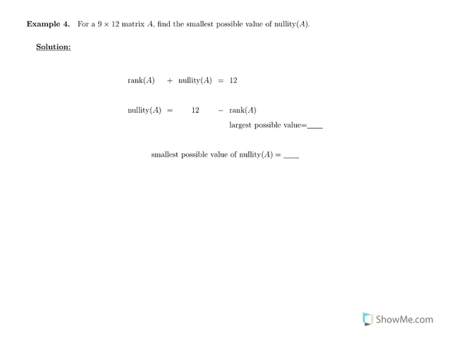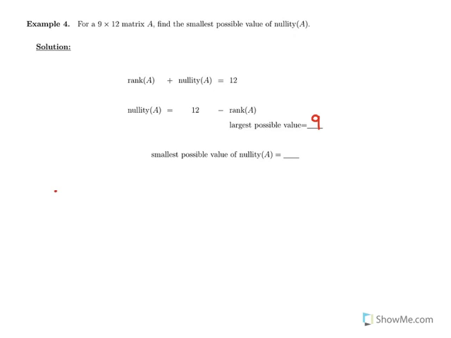So let's look at another example. Let's say we have a 9 by 12 matrix A, and we're going to find the smallest possible value of the nullity of A. That is the dimension of the null space. So again, we're going to use our rank nullity theorem, that the rank plus the nullity is equal to n, in this case 12. And then solving for the nullity, we have nullity of A is equal to 12 minus the rank of A. So if I want to find the smallest value of the nullity, I have to find the largest possible value of the rank. And in that case, this is going to be 9.